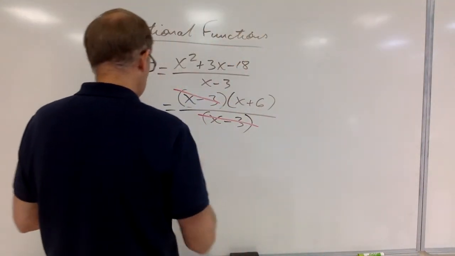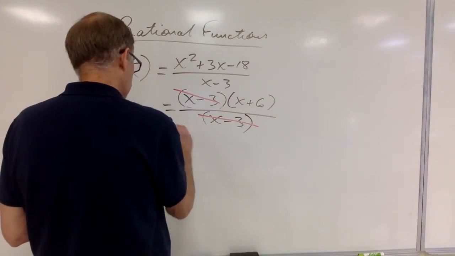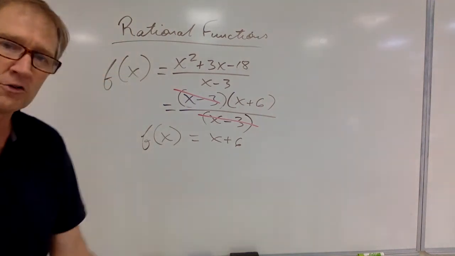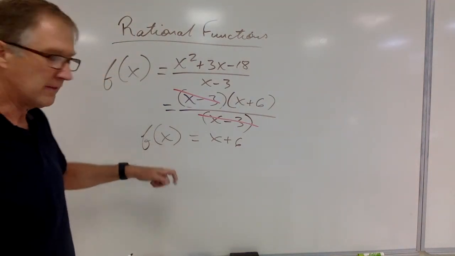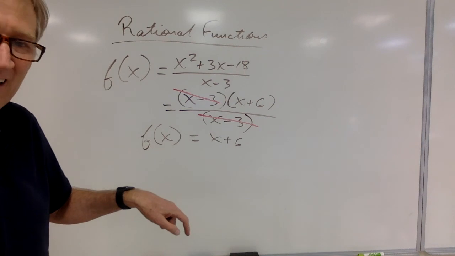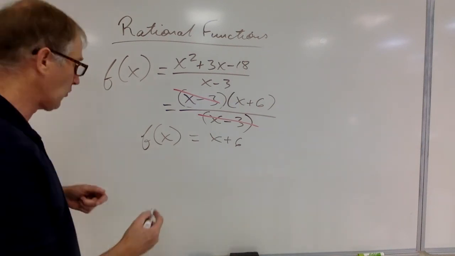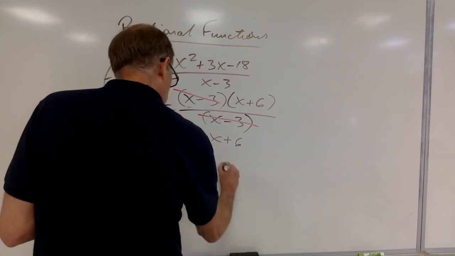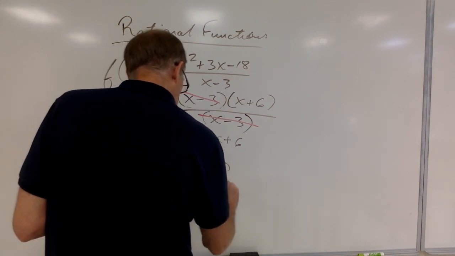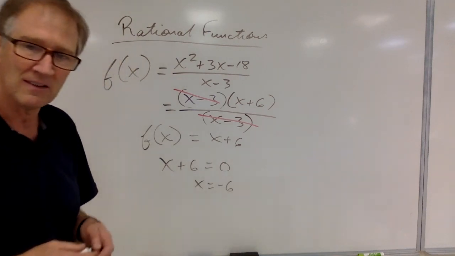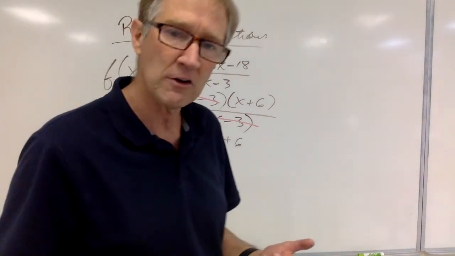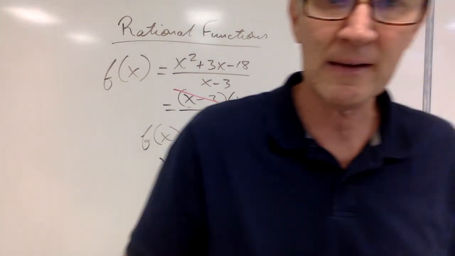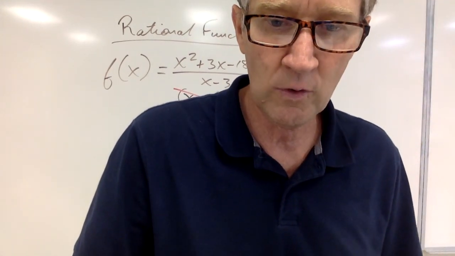So we end up with the fact that f of x simplifies to x plus 6. And to find the zeros, we just put the function equal to 0. Again, these are the x-intercepts on a graph. And so if x plus 6 equals 0, then x equals negative 6 is the 0 of that function. All right. And that's everything in section 11.3. Gosh, that was fun.